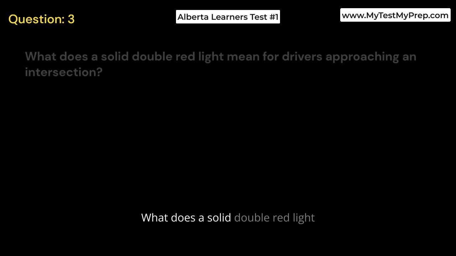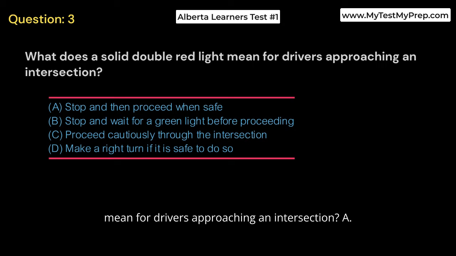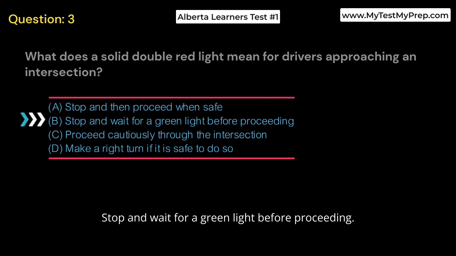What does a solid double red light mean for drivers approaching an intersection? A. Stop and then proceed when safe. B. Stop and wait for a green light before proceeding. C. Proceed cautiously through the intersection. D. Make a right turn if it is safe to do so. Answer B. Stop and wait for a green light before proceeding.